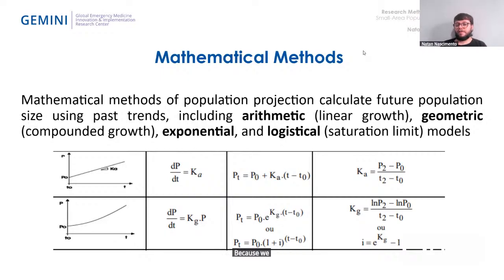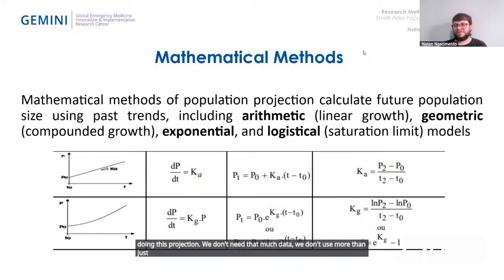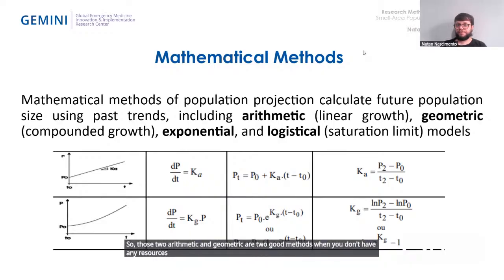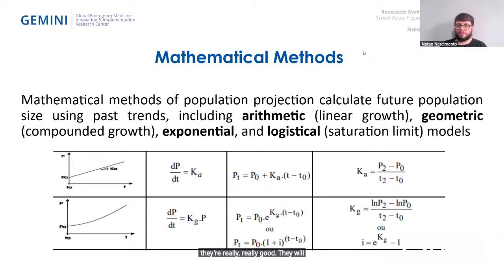Because we usually don't have those data. So those mathematical methods are the easiest approach to what we may need in a short time, because it's what's best at doing this projection. We don't need that much data. We don't use more than just 2 points of data. We just need the years and the population. That's all. So those two, arithmetic and geometric, are two good methods when you don't have any resources. They're really, really good. They will produce some errors, that's a fact. But when we lack everything, that's what's left.